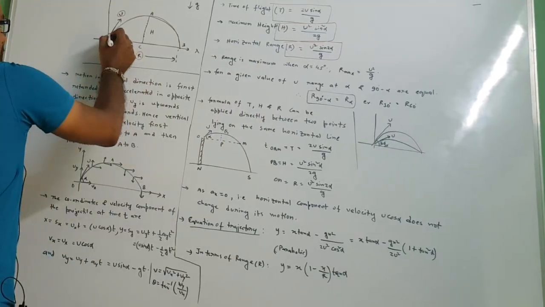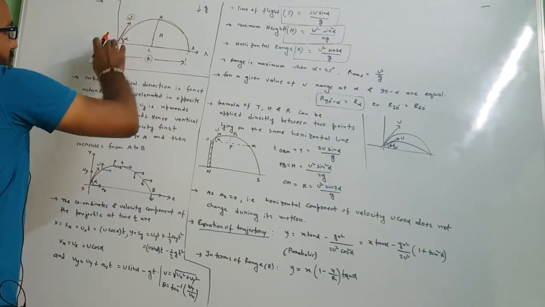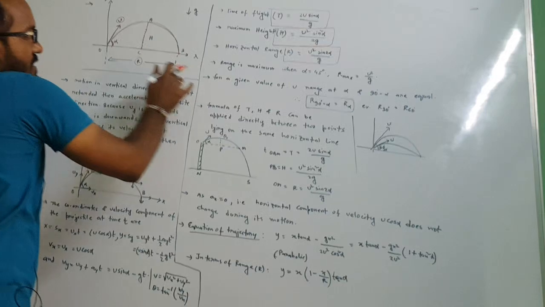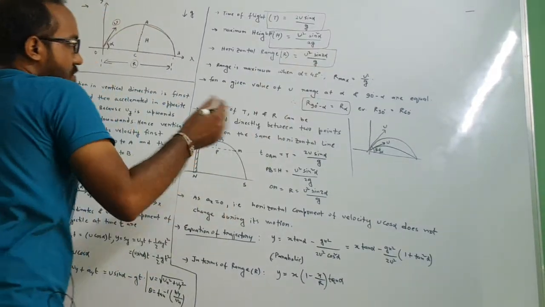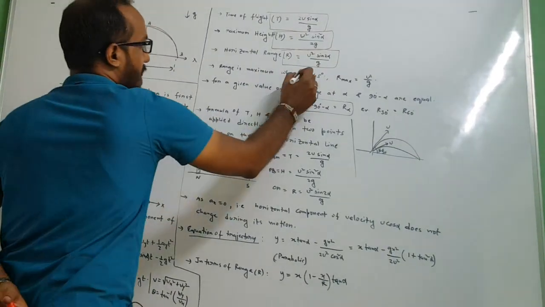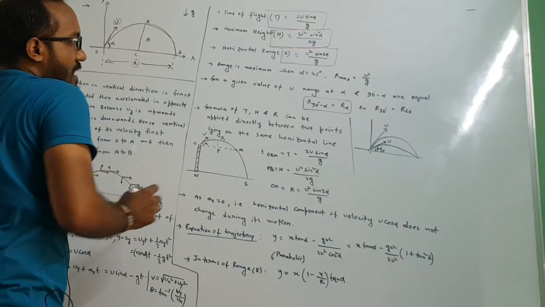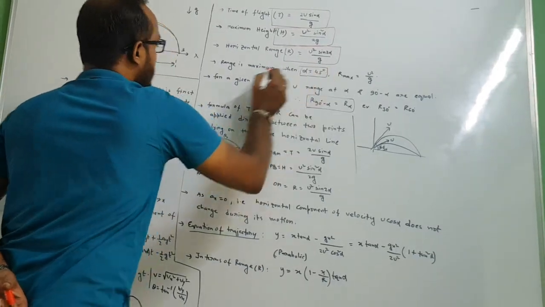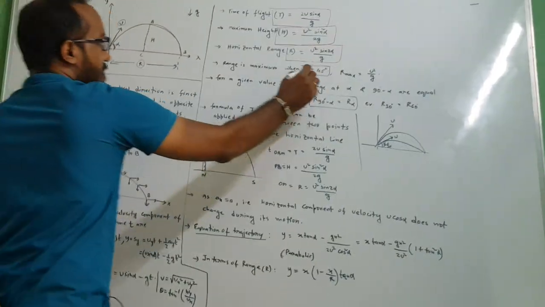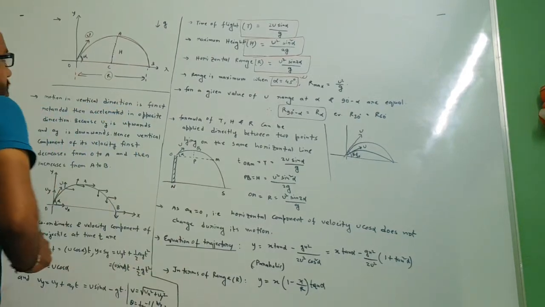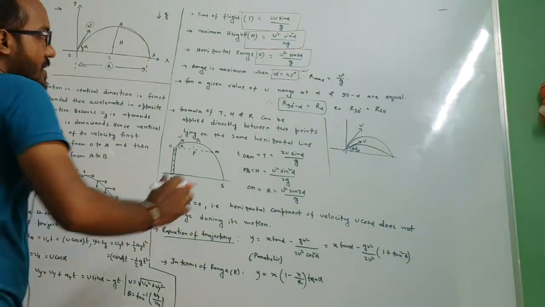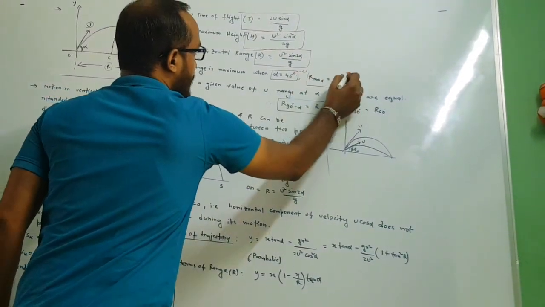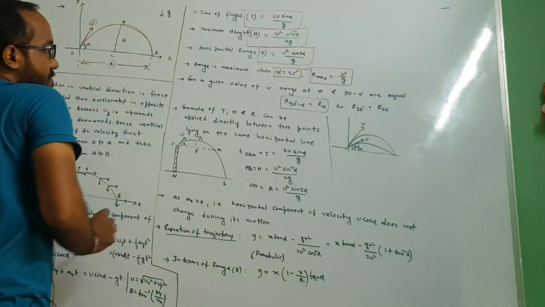Now see, in order to maximize this range, this sin 2 alpha should be equal to 1. That means 2 alpha should be 90 degrees, alpha should be 45 degrees. In order to maximize this range, the angle at which you should project the object is 45 degrees. So here the maximum range would be u square by g.